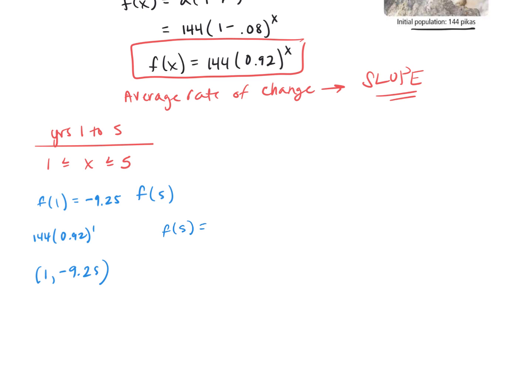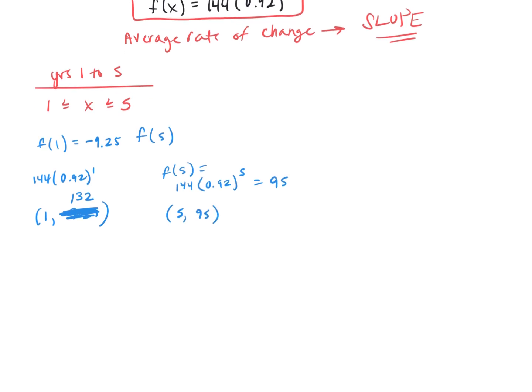That means we're going to plug in a 5 for x. 144 times 0.92 to the 5th power. When we do that, we get 95. And if you guys are checking on your calculator at all, you would see I made a mistake here. That's not negative 0.2925. That should be a 132. So sorry about that. Our second ordered pair, our x was a 5. We got back a 95.